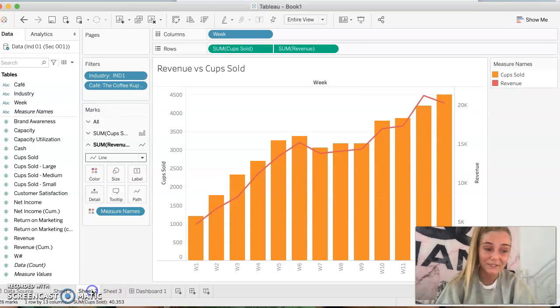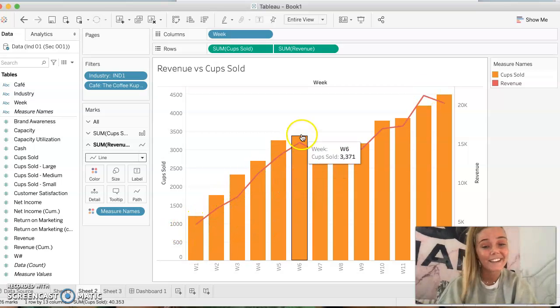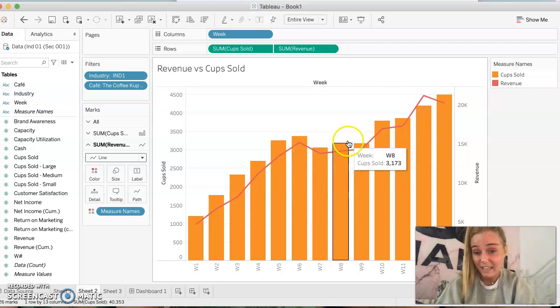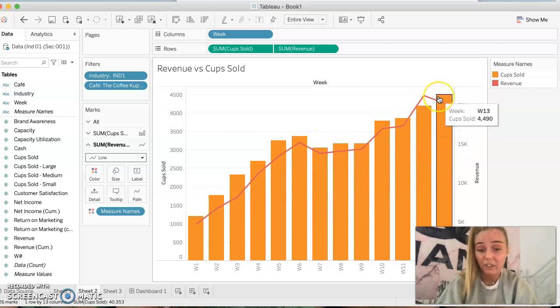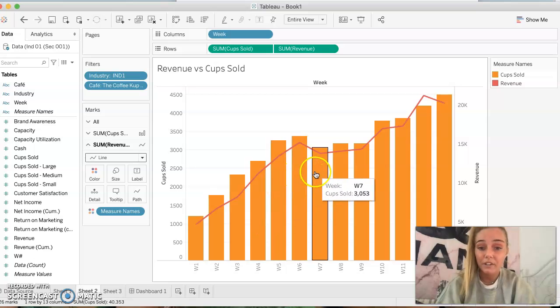Moving on to sheet 2, it shows a bar graph representing the revenue of my cups sold per week. As you can see, my revenue has increased from $1,000 at week 1 to $4,490 at week 13. It went at a steep incline in the beginning, went down a little bit around week 7, and ended up going right back up at week 13. The bars are basically the cups sold, and the red line is the weeks.